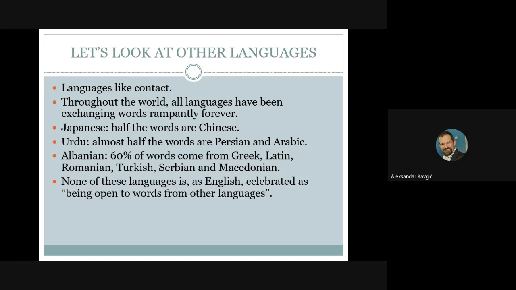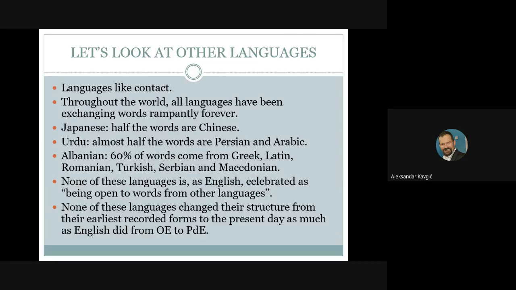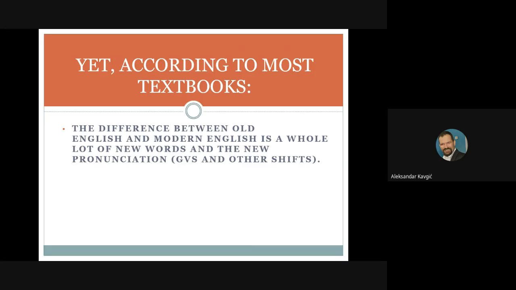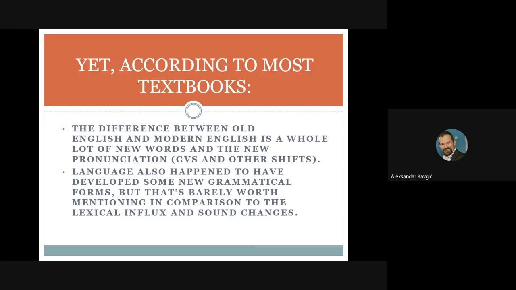None of these languages, like English, is celebrated for its openness to words from other languages. But what's really important here is that despite the fact that the vocabulary system of these languages is similar to the English system, that more than 50% of words are borrowed, none of these languages change their structure from the earliest records to the present day as much as Old English did to present day English. Yet, according to most textbooks, the difference between Old English and Modern English is just a whole lot of new words, some new pronunciation, and the language also developed these new grammatical forms, but we mention it. But it's nothing in comparison to the lexical influx and sound changes.